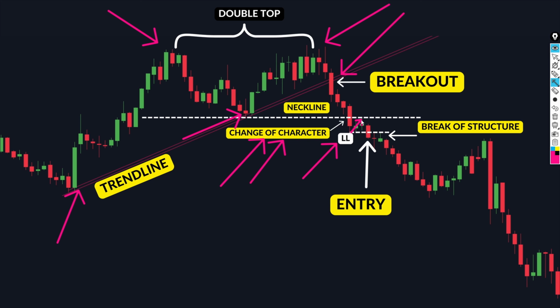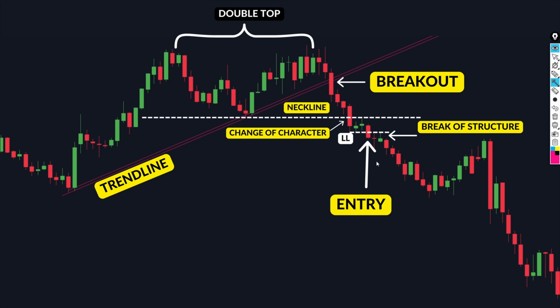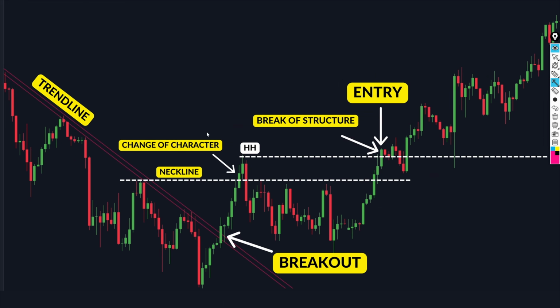Here market goes up and then it goes down, breaking the previous lower low, which is a sign of break of structure. And once you have a break of structure, you then can enter your trade here, and market after that goes down. Similarly, in this example, this is your trend line, this is your breakout point. This was the previous swing high, which was broken here, which means this is change of character. Market created a higher high.